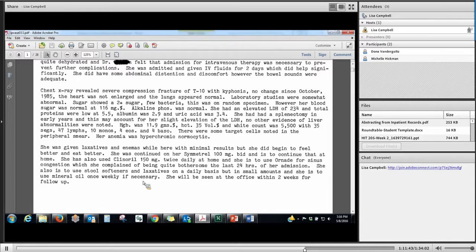Okay. She also used to use the Oronade for sinus congestion, which she complained about being quite bothersome for the last 24 hours. Now, I will tell you that we see this note here about the sinus. We see in the medication administration record that the doctor prescribed that medication. Some coders would say, yeah, they gave him the medication. It's listed in the discharge summary.